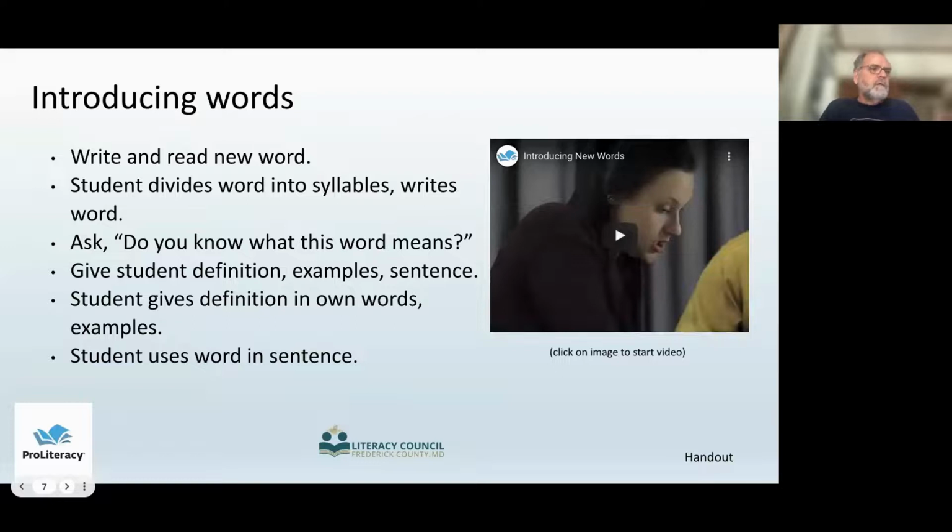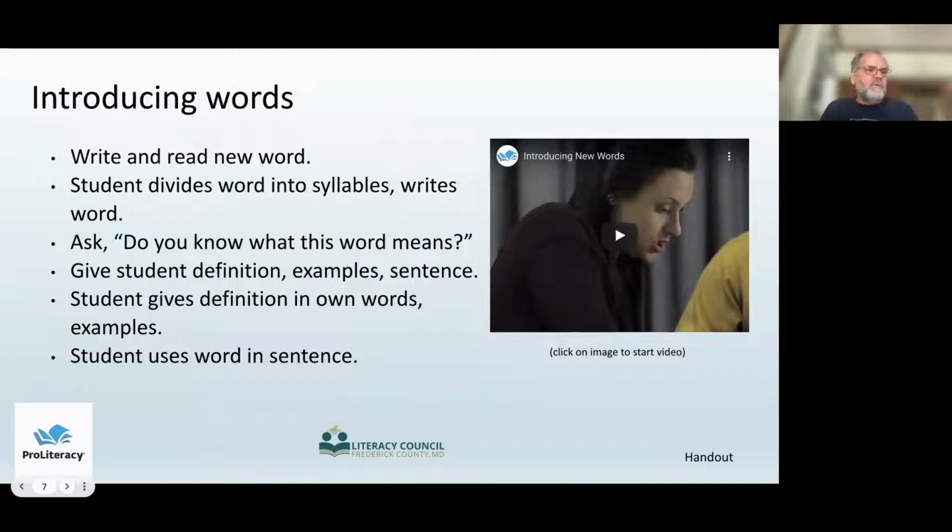Here's a routine to use when pre-teaching new words to your student. You can vary this process or do other activities that have similar parts. Start by showing the new word and reading it aloud. Then ask your student to divide the word into syllables and have them write it down.